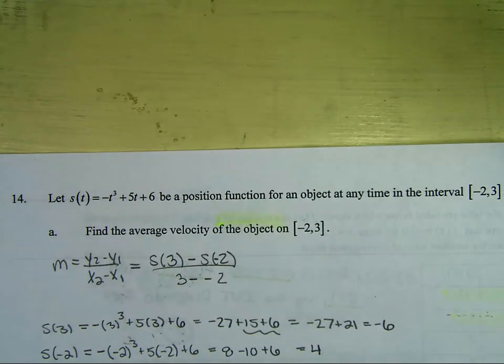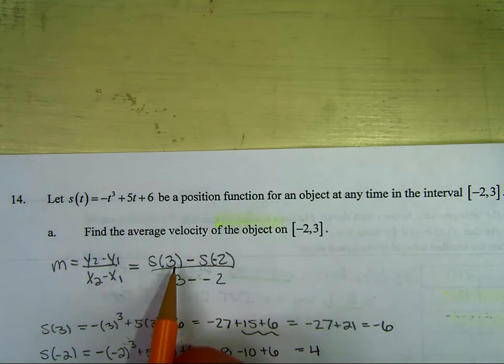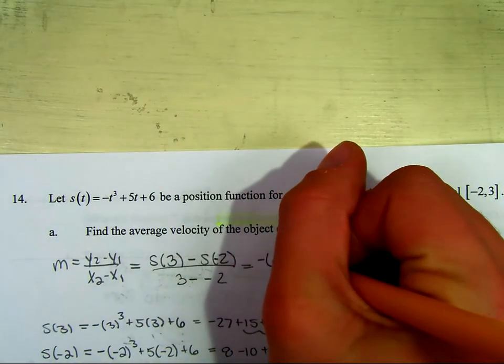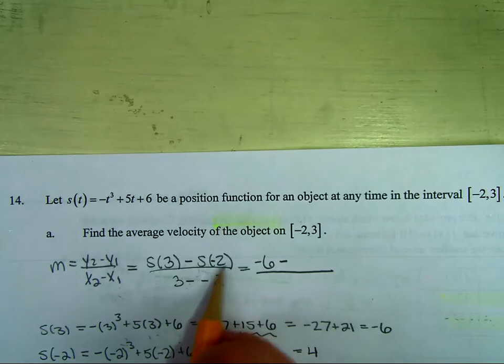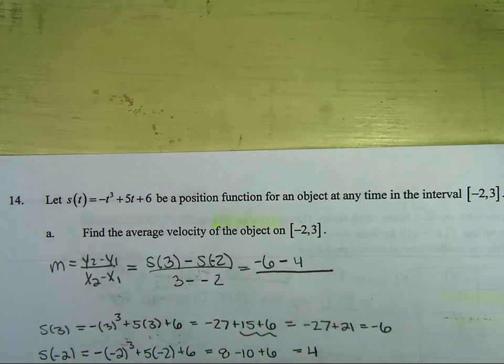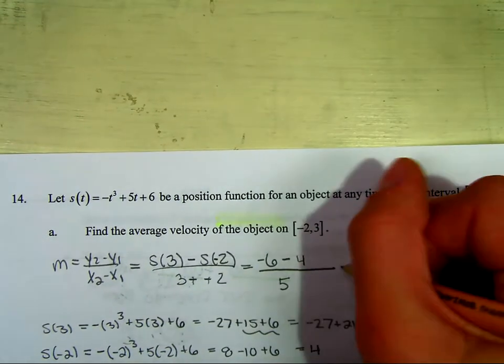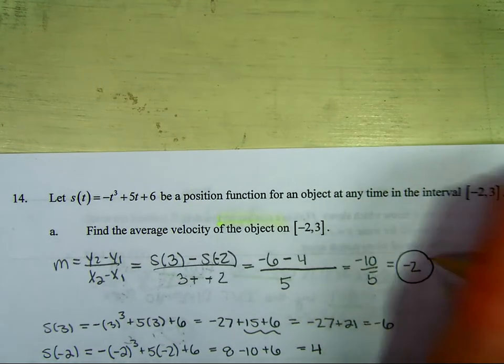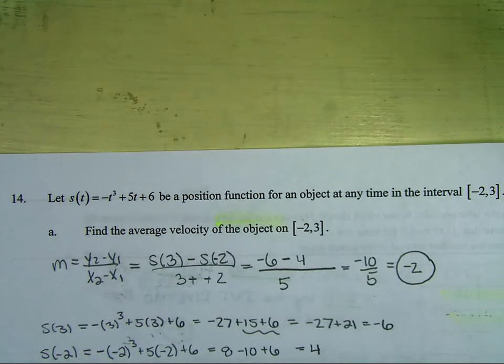So we at least know those values. Our S of 3, we said, is negative 6. Let's plug that in, minus our S of negative 2 value, which is 4. On the bottom, a double negative turns positive, and that's 5. So we get negative 10 over 5, or negative 2, is our average velocity there.